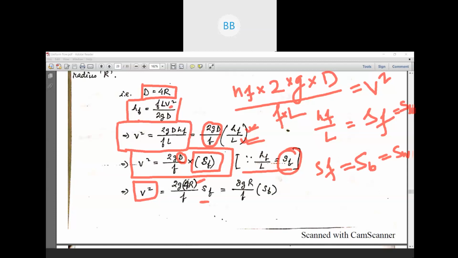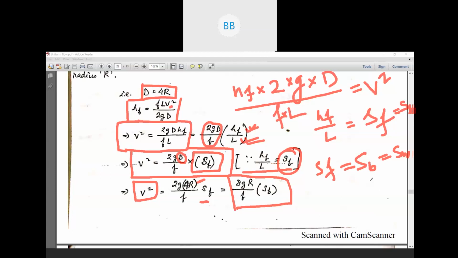So this will be 4 multiplied by 2, it will be 8. 8gR divided by f multiplied by SB. Okay? So in place of SF, you can also write bed slope, because in open channel flow, all our slopes are same, or you can say equal.